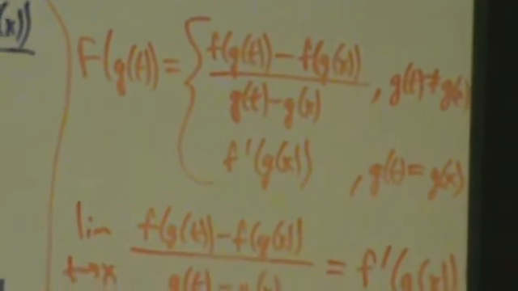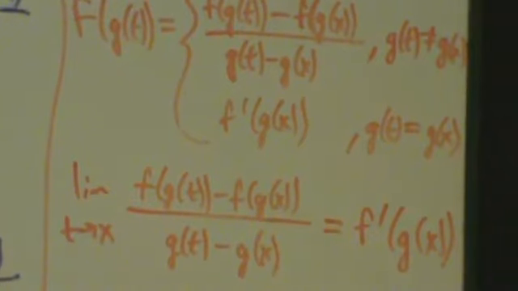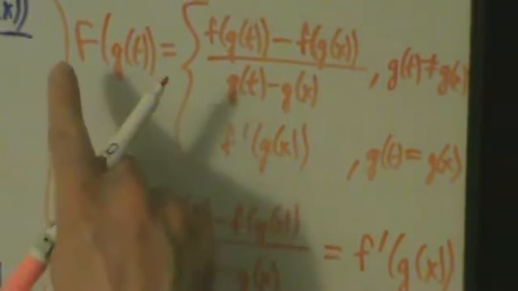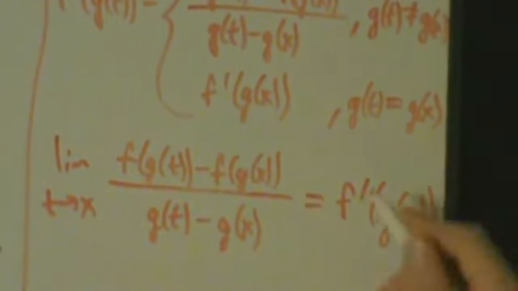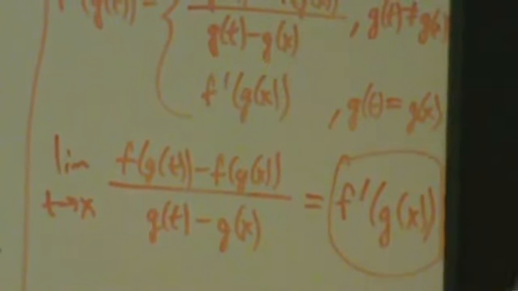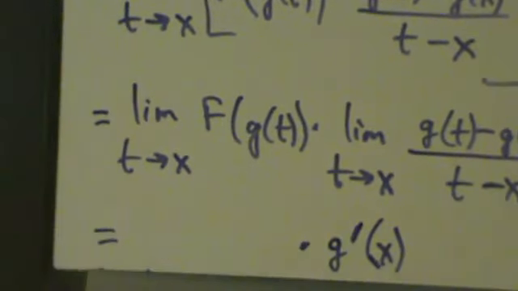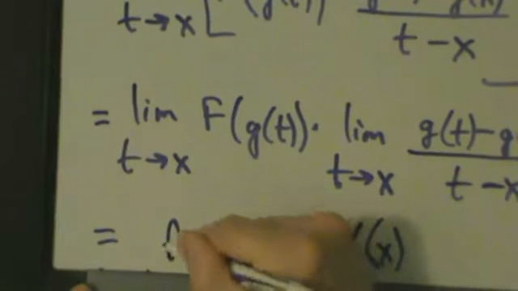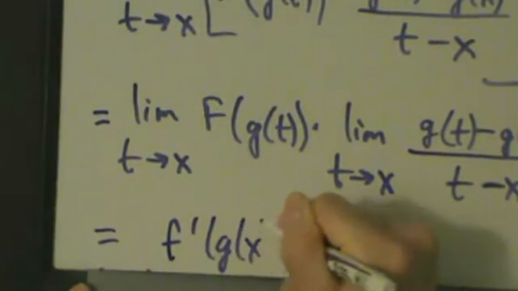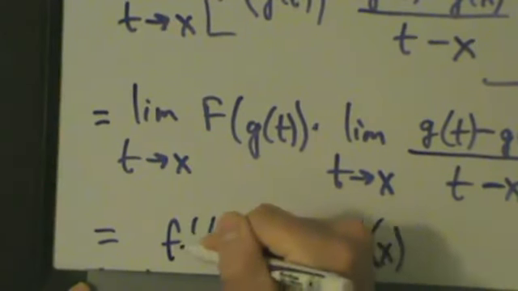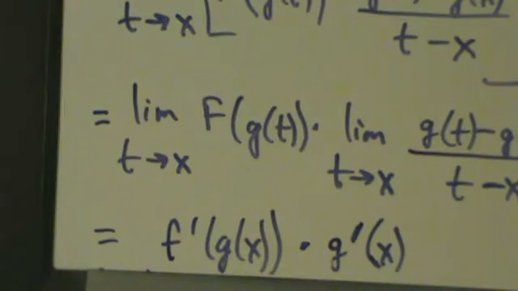All right, but anyway, what we've just shown is that the limit as t approaches x of big F of little g of t always equals this, no matter which piece we're on. And that's good, because now we can just come back over here and say that no matter which piece we're on, we're always going to have the same thing, and this is going to equal f prime of g of x. And that's our formula for the derivative.